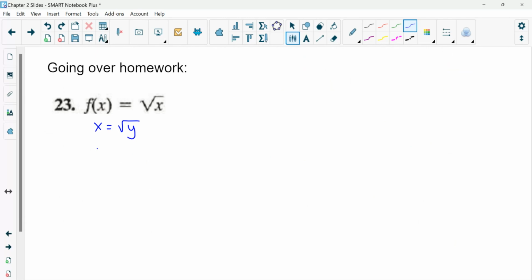So we switched our x and y, and then how did we undo the square root? By squaring it. Just square it. Okay, so that would give us f inverse of x, because the y would now be by itself, we're changing to f inverse, equals x squared. That's what most people got. And I kind of expected that, okay? From where we're at, that's a good answer. However, today we're going to take that a little further.